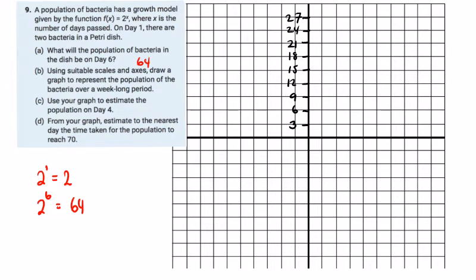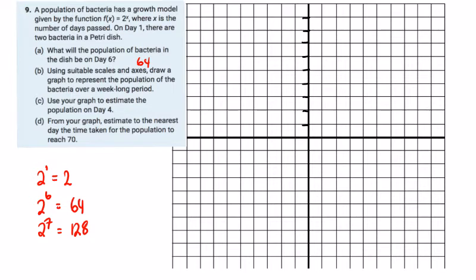For part A. Using suitable scales and axes, and this is what they will tell you, draw a graph to represent the population of the bacteria over a week-long period. So we need to fit in 7 here. So you can see my scale is not going to work because 2 to the power of 6 is 64. 2 to the power of 7 is 128. So we need to go up to 128 on the y-axis.